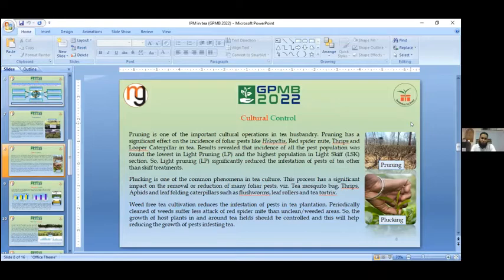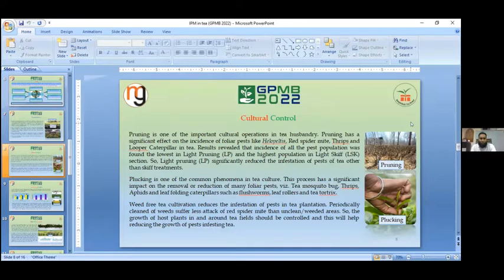Pruning is the most important cultural operation in tea husbandry, and pruning has a significant effect on the incidence of foliar pests like Helopeltis, red spider mite, thrips, and looper. The result revealed that the incidence of all the pest populations was lowest in light pruning, that is LP, and the highest population of the pests was found in light skiff, that is LSK. So light pruning significantly reduced the infestation of pests of tea compared to skiff treatments. Here we can see the pruning field, and maximum foliar pests were removed by this operation.